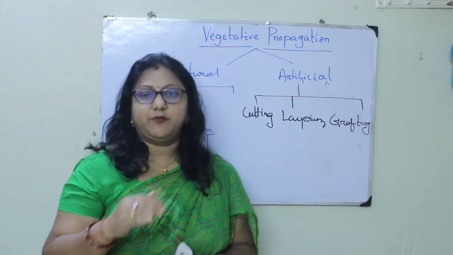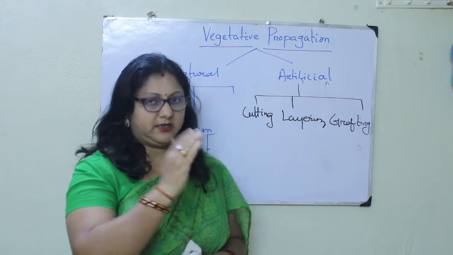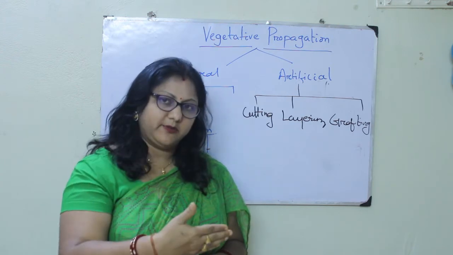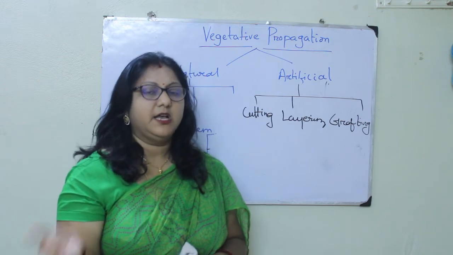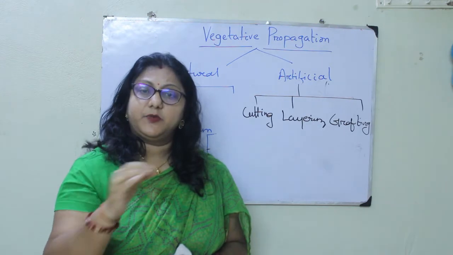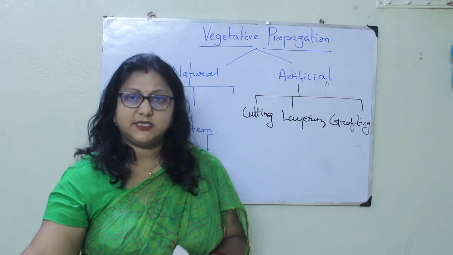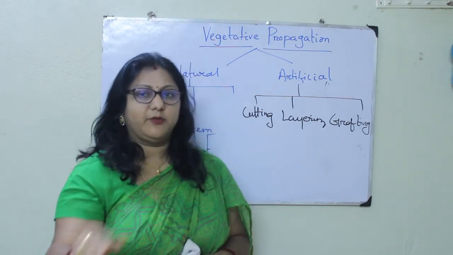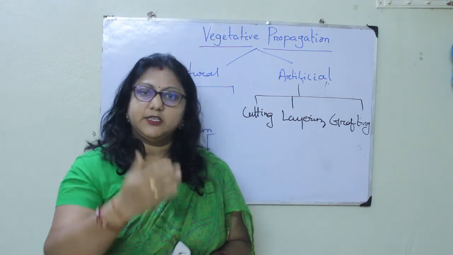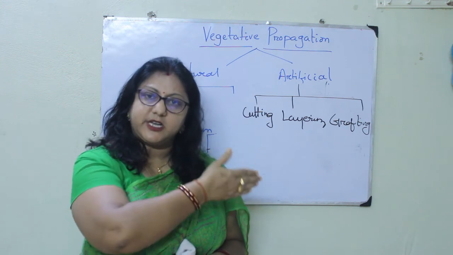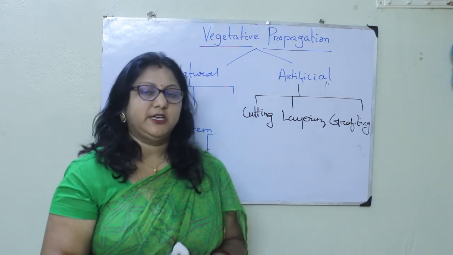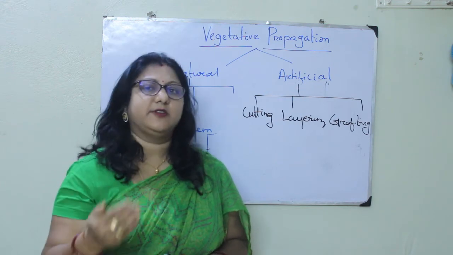Layering: here the branch will not be cut, unlike cutting. In cutting, we first cut the branch, then we put it in a different place. But in layering, we don't cut the plant. The branch will be kept in the soil along with the host plant. When a new plant comes out of the soil, the part of the branch which is attached to the host plant will be cut after the new plant comes. So that is how it is different from cutting.